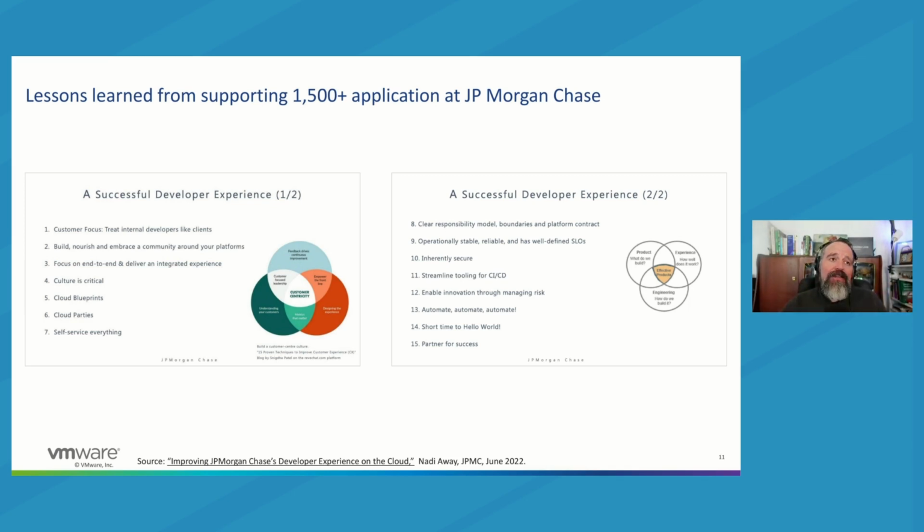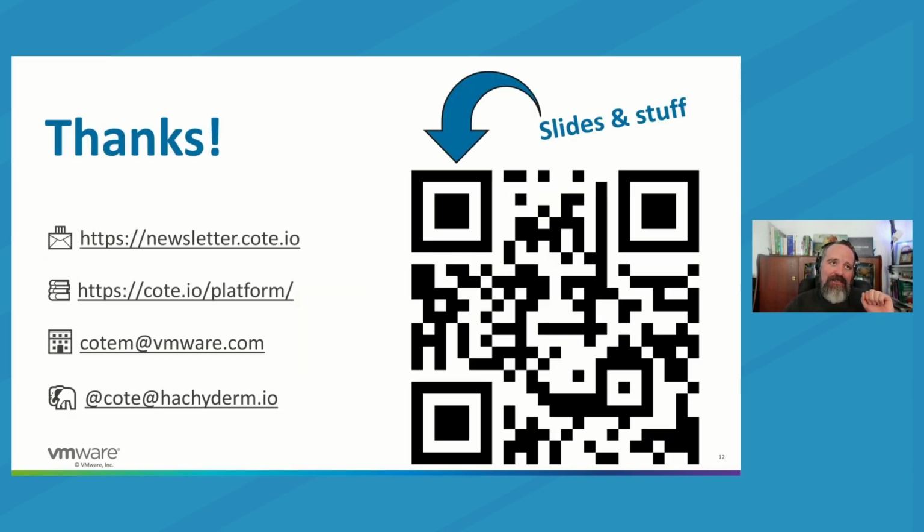So there's another brief presentation, if you're interested, from JP Morgan Chase that goes over this. It's really a great talk. It's very brief, and you can see the practices they've used to get up to the point where they're supporting 1,500 or so applications.